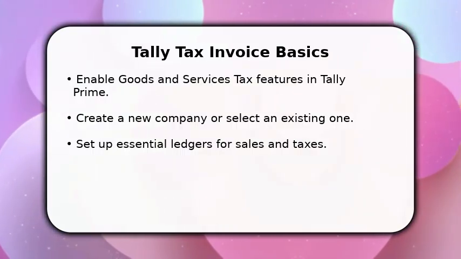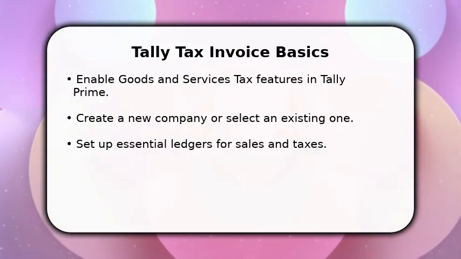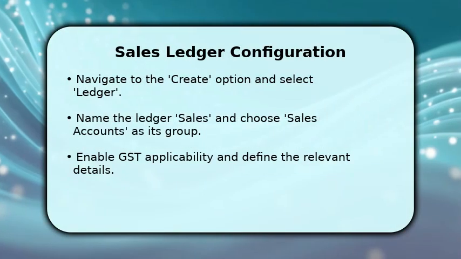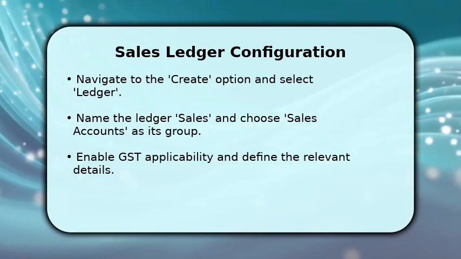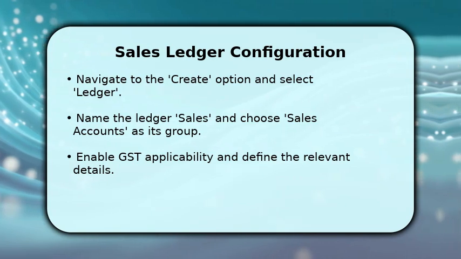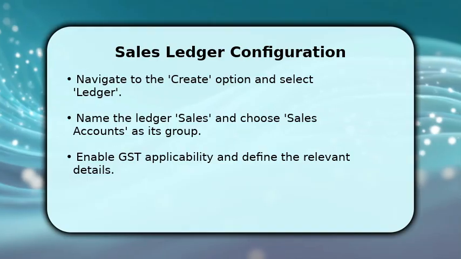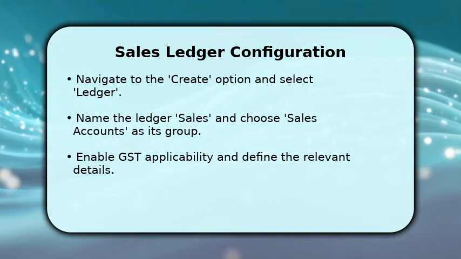Next, either create a new company or select an existing one to begin setting up your ledgers for sales and taxes. Now, let's configure your sales ledger. From the gateway of Tally, go to Create and then select Ledger. Name this ledger Sales and ensure you group it under Sales Accounts. This classification is vital for accurate reporting.